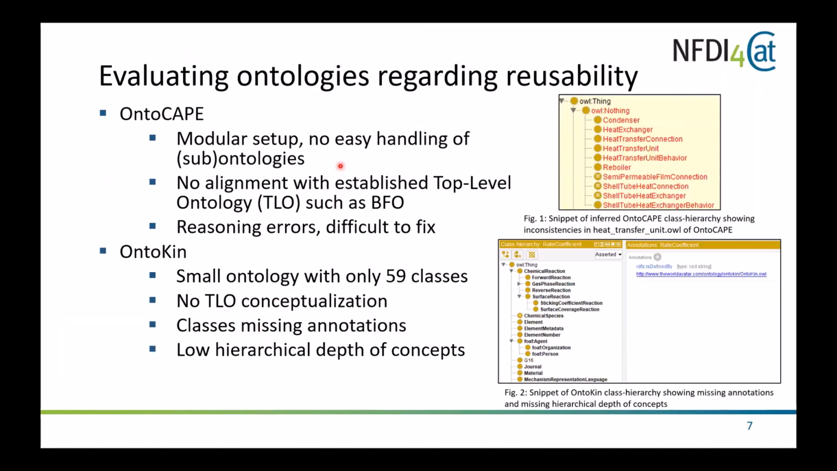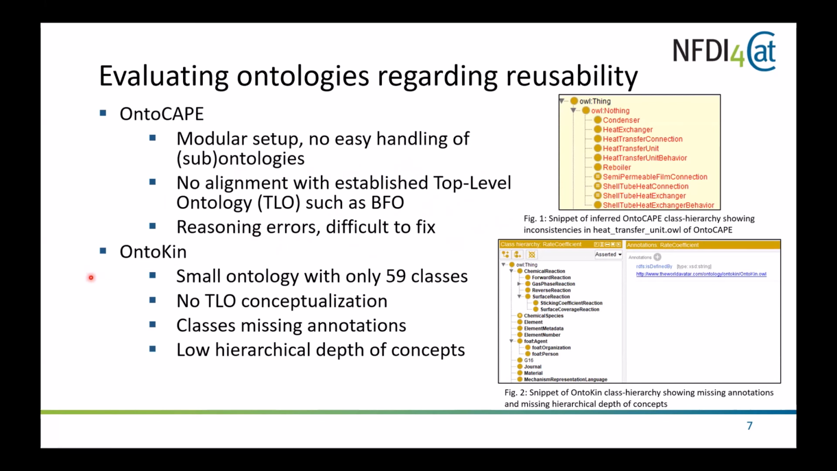Then we have a closer look at existing ontologies, starting with OntoCape. It has a quite good modular setup, but no easy handling of the sub-ontologies. The combination was quite difficult. It has no alignment with an established top-level ontology like the BFO, and the reasoning, so the automatic improvement of the ontology, was giving some errors, and it was difficult to fix. So there are some inconsistencies in the OntoCape. That's the reason why we then looked for other ones.